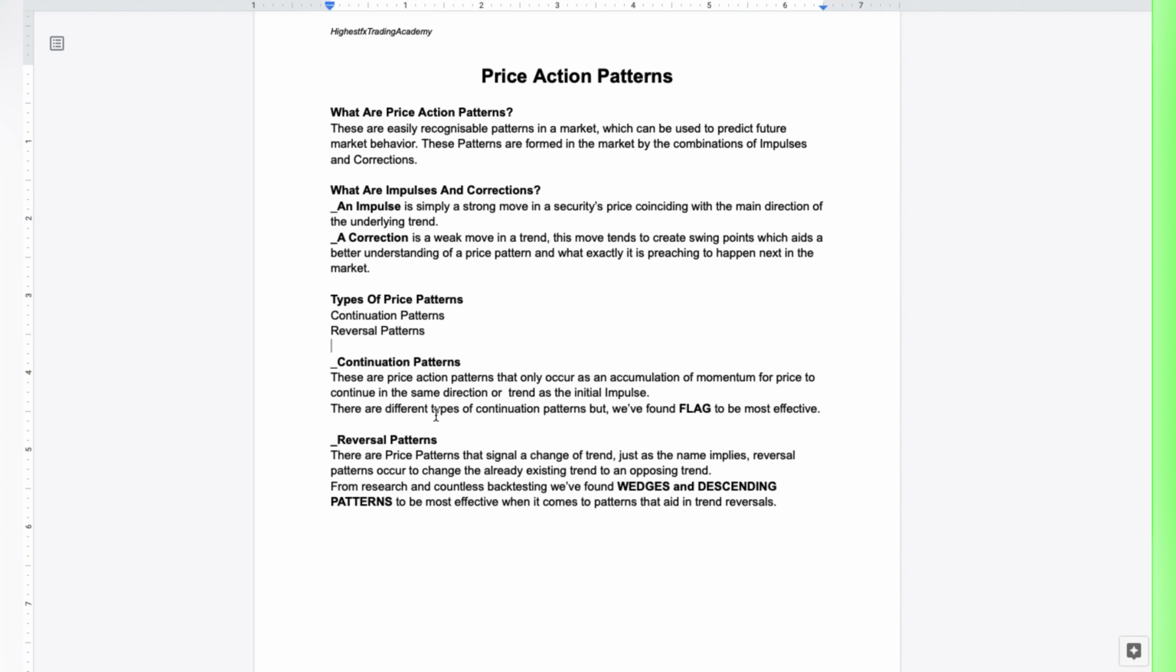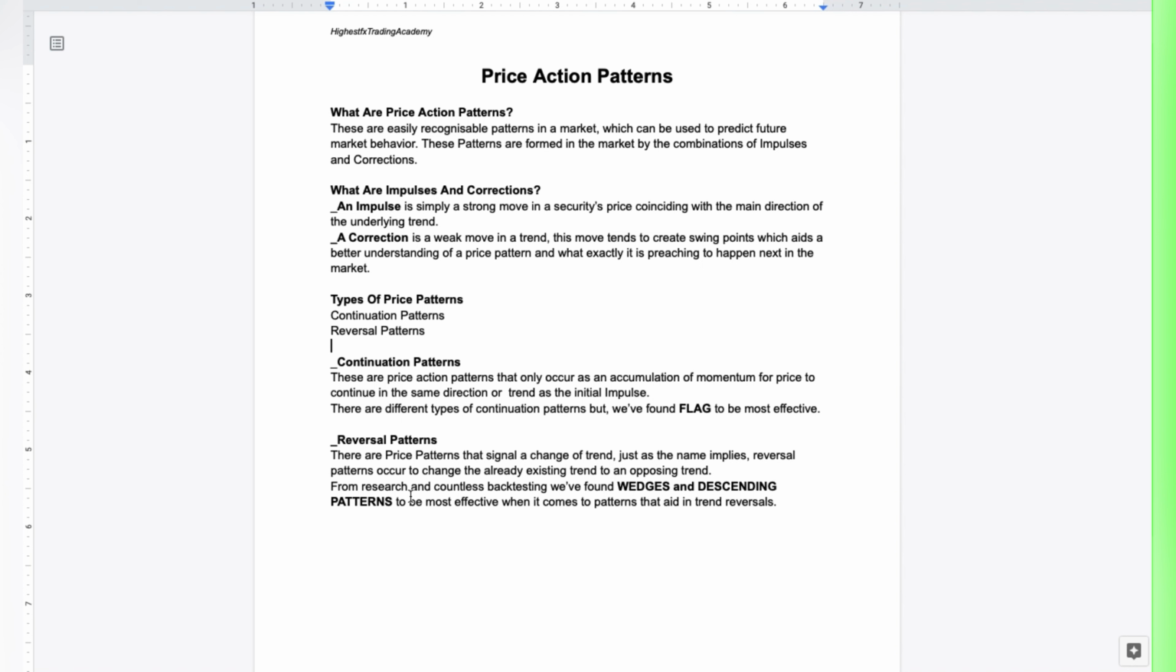All right, then you say there are different types of continuation patterns, but we have found that the flag is most effective. Somehow most of the other patterns look like the flag. It has an impulse and then it's having a correction. The correction is always sideways, even if it's steep, flat, tight or expanded. So we are looking more at the flags, and we're going to explain more of the flag patterns in this video.